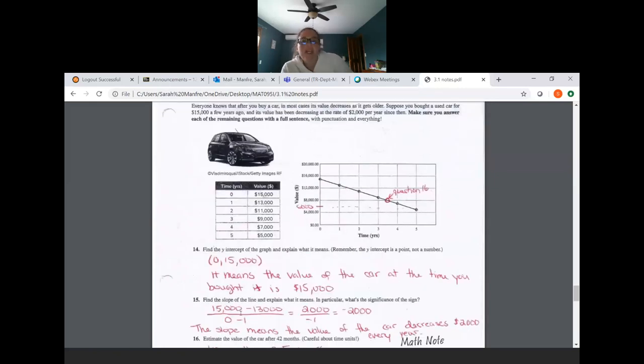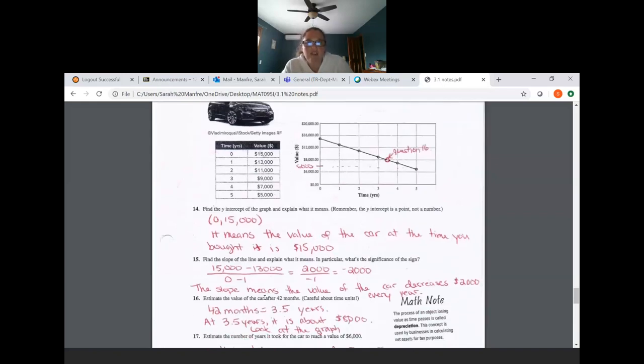Find the slope. I chose to do the first two numbers, 15,000 minus 13,000 divided by 1 minus 0. It does not matter what numbers you choose. You could have chosen any of these 2 points. You should have gotten the same answer. And just note that when I did 2,000 divided by -1, I got -2,000. And that means that the car is decreasing in value by $2,000. The negative sign means that the value is going down, not up.